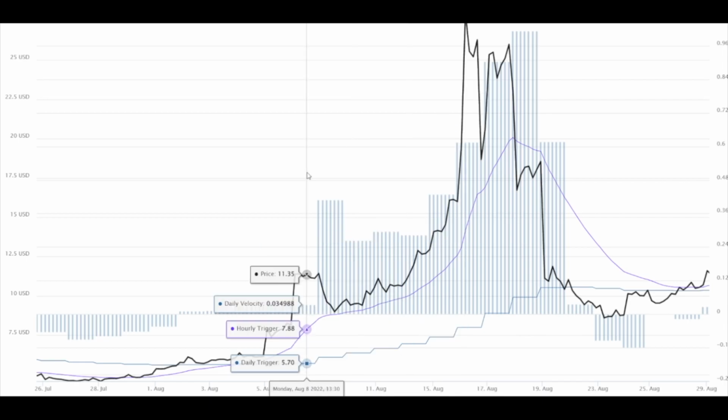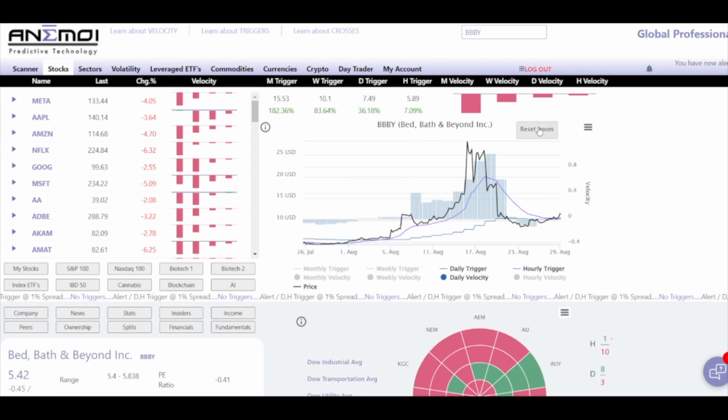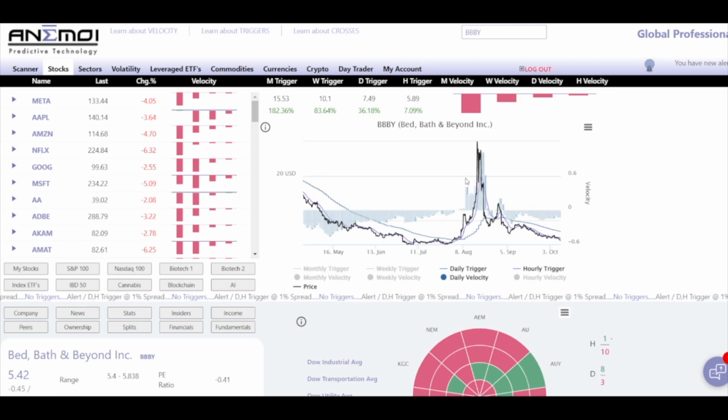So that's an example of bullish divergence on the daily time frame, hourly time frame, and the 1 and 5 minute time frames.